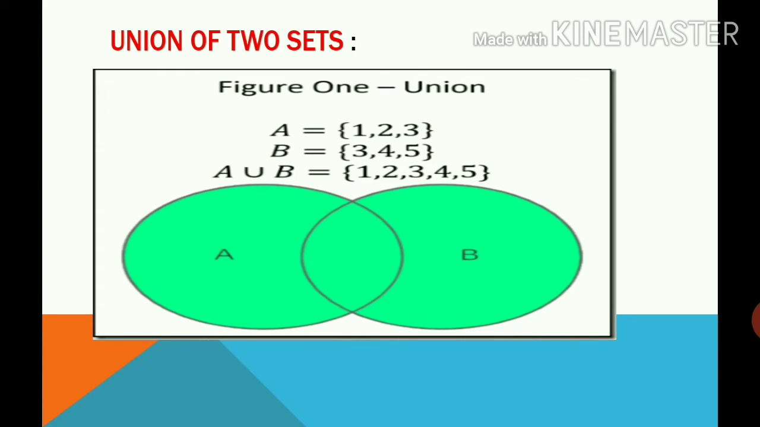Here, there is another example. The set A is 1, 2, 3 and set B is 3, 4, 5. So union means that you have to write down all the elements together but you will not repeat any element. So A union B will be 1, 2, 3, 4, 5. Here you can see that 3 is in set A. It's also in set B. But you will not write it 2 times. You will just write it 1 time. While writing the elements in A union B, you should not repeat any element.